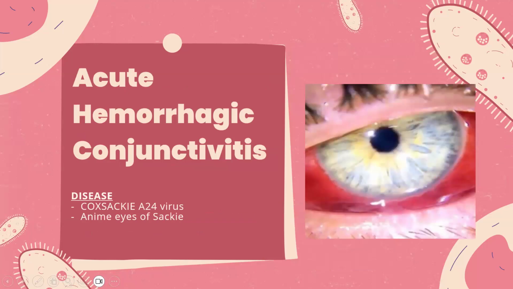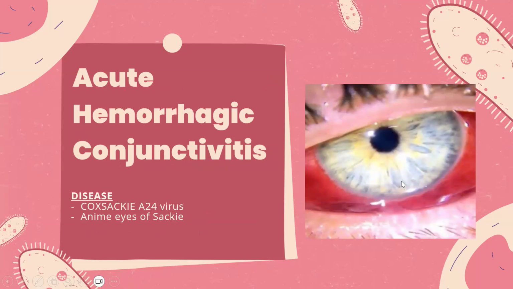Okay. So this is acute hemorrhagic conjunctivitis. This is a picture of it, and it is caused by the virus Coxsackie A24 virus. And I like to remember it looks like an enemy eye. Okay, so an enemy eye, and Sackie is a very enemy name.